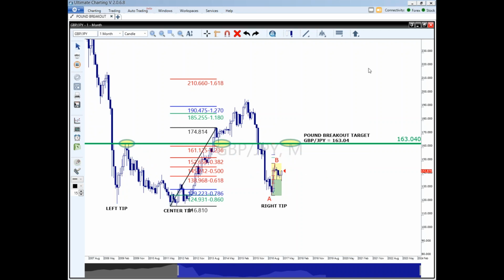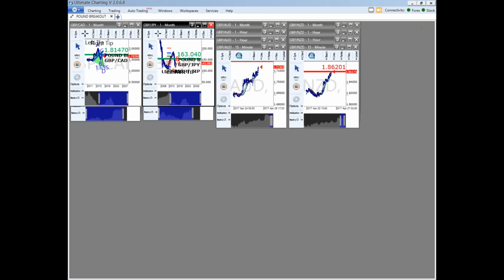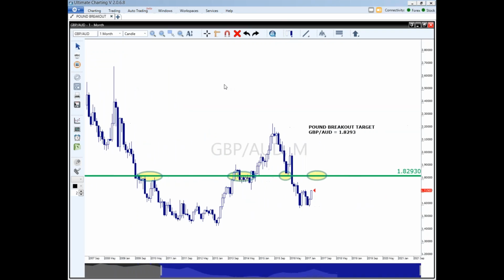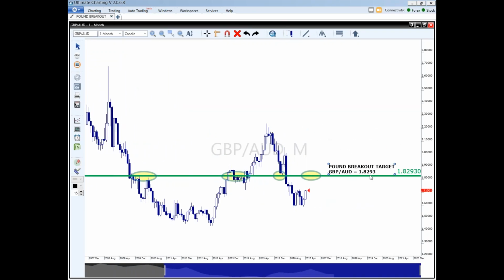Let's see here. Pound Australian. On the pound Australian here, as you can see, pretty much the same thing that we did with the pound Canadian. Let me go ahead and post the pound Australian price point, which is going to be 1.8293. Just sent that out to everybody in the chat box as well.